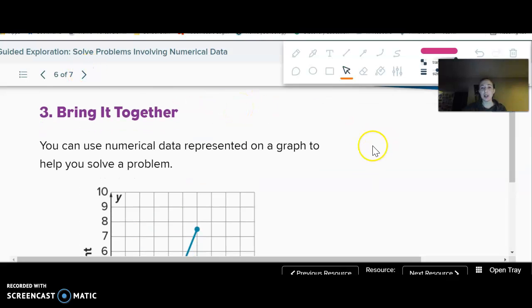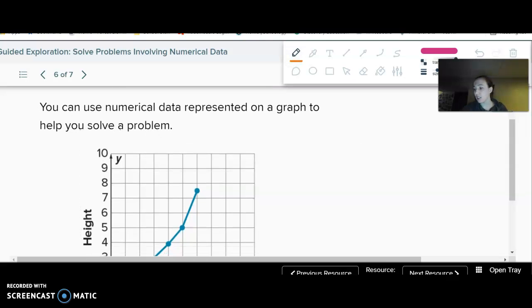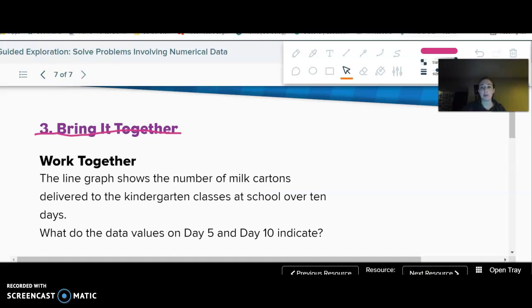So this is where I want you to write on your notes. You can use numerical data represented on a graph to help you solve a problem. So it's just a clearer way to picture it instead of just having the different data points written down. Make sure you have that in your notes. If you need to write anything, that's why there's the blank space. But there shouldn't be as much to calculate with this. It's more looking at a graph and interpreting that graph.